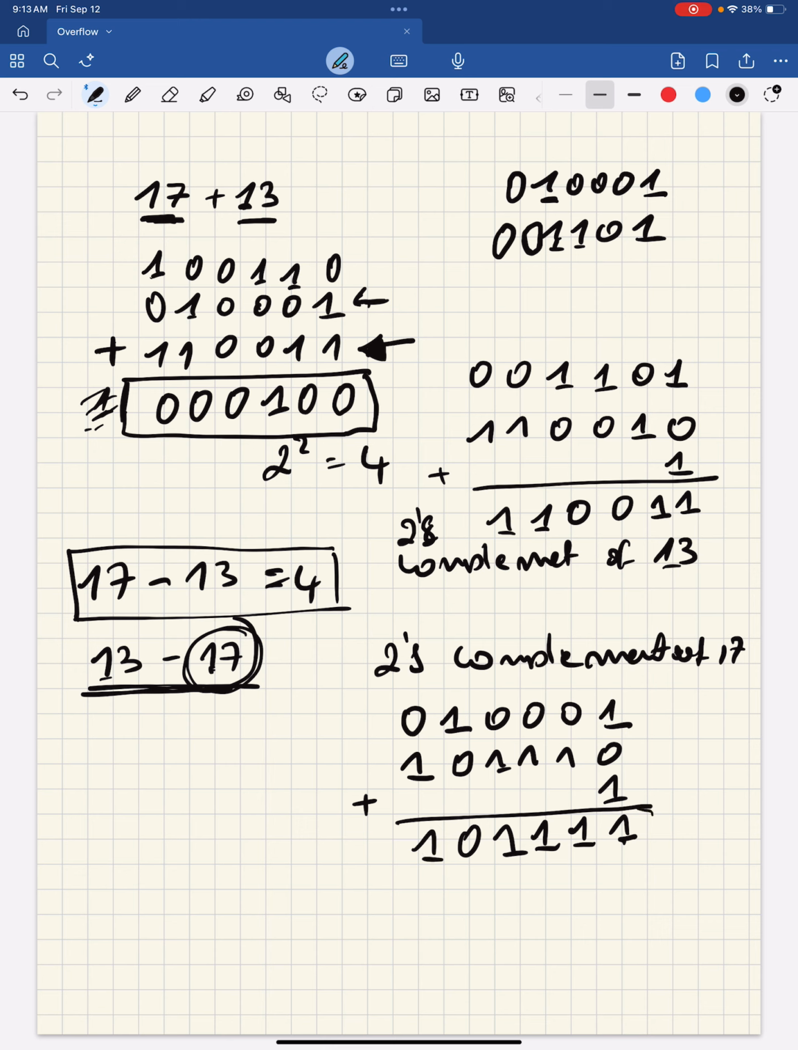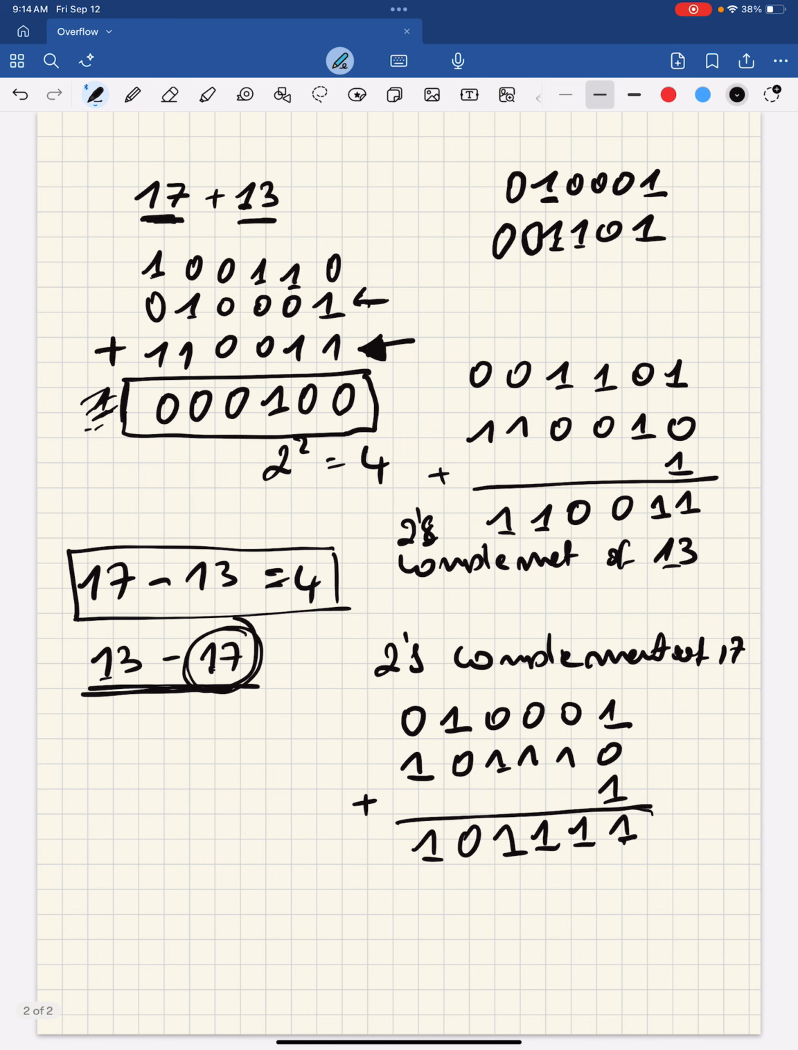This is the 2's complement of 17. We're now going to take the 2's complement of 17 and add that to the value of 13. The value of 13, we saw already, was this here, and then the 2's complement of 17 is this value. So let's do the addition of the two.